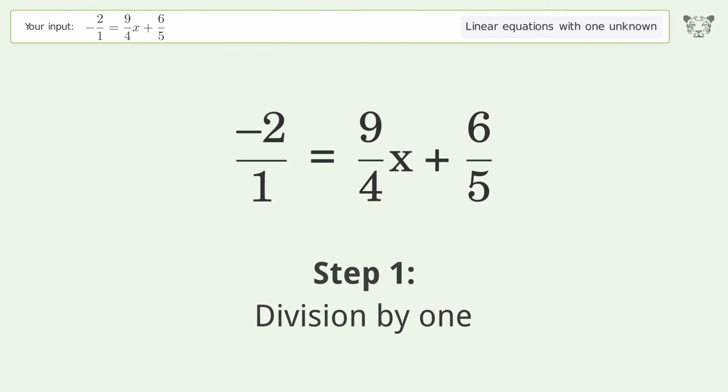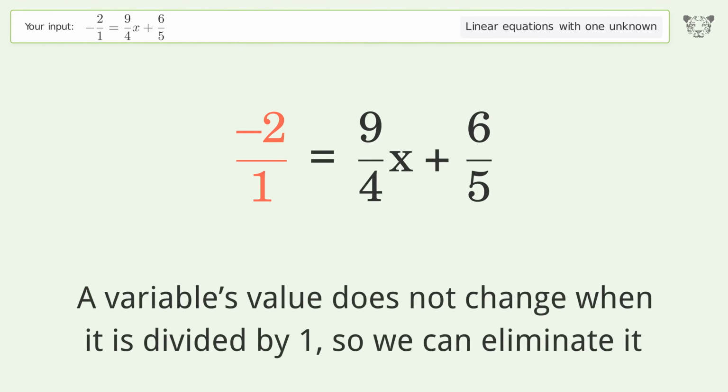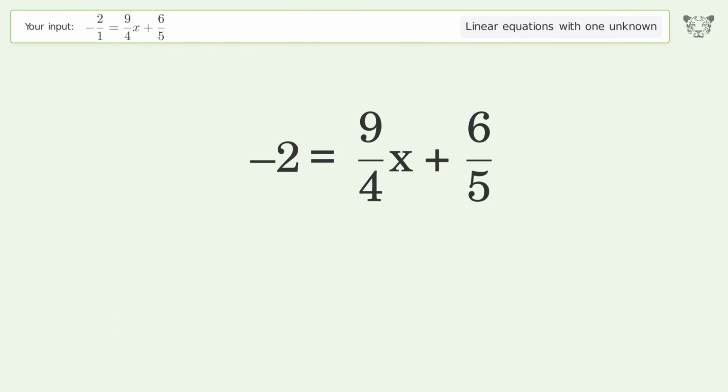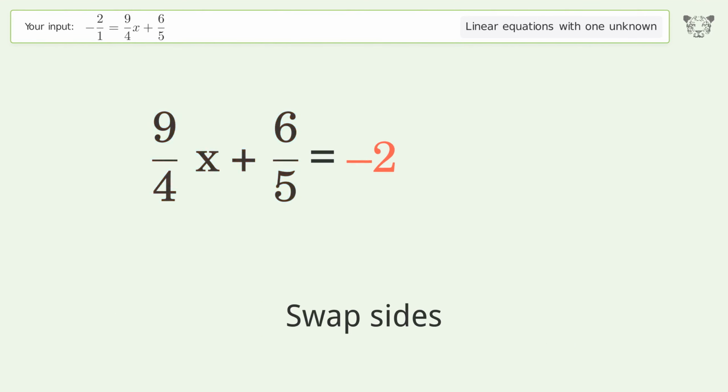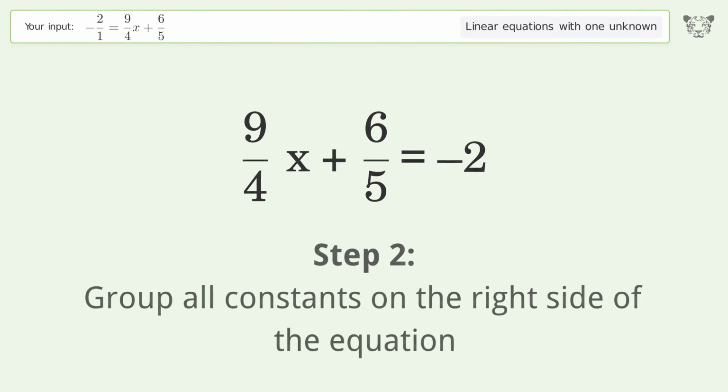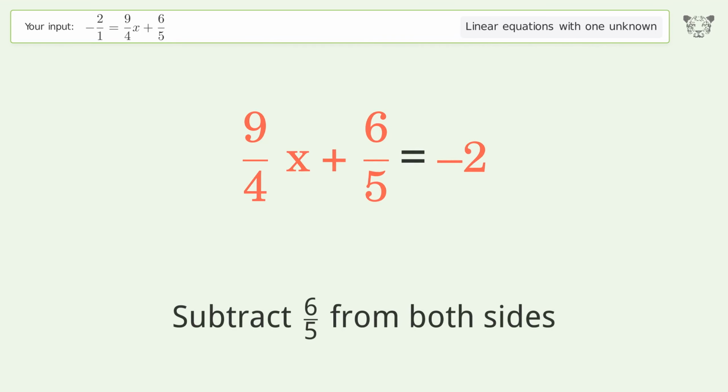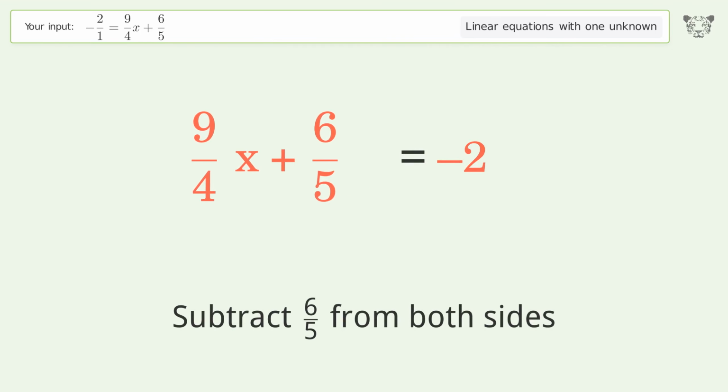Division by 1. A variable's value does not change when it is divided by 1, so we can eliminate it. Swap sides. Group all constants on the right side of the equation. Subtract 6 over 5 from both sides.